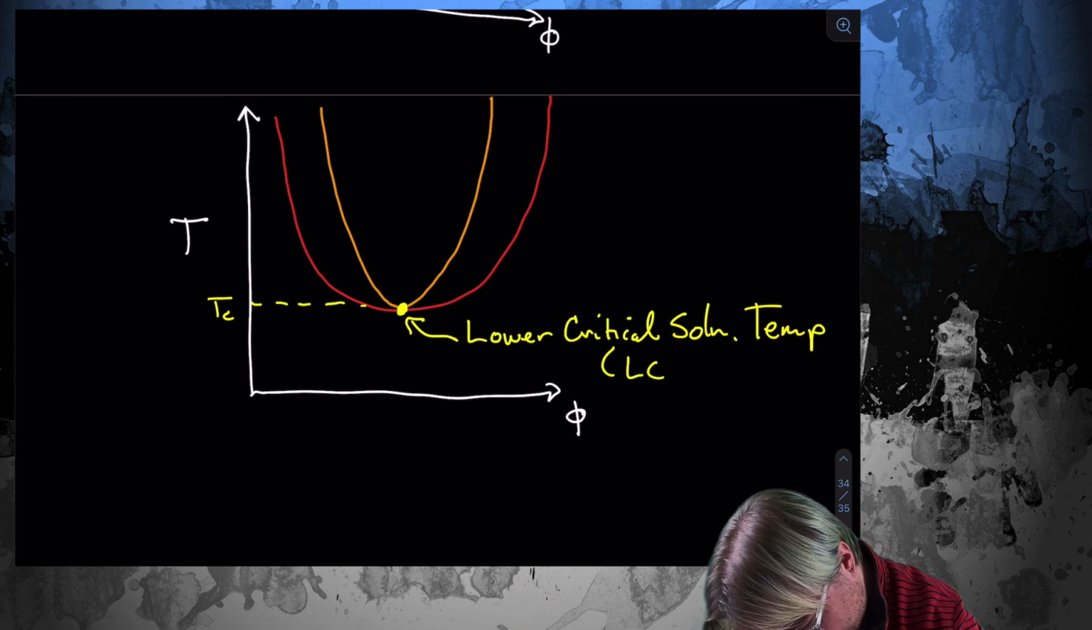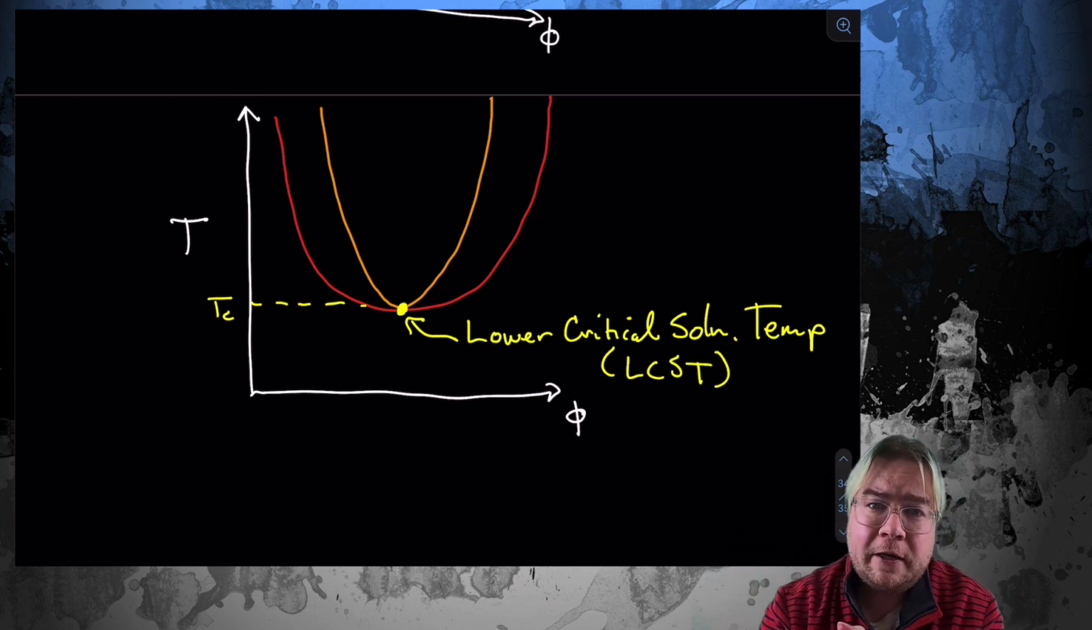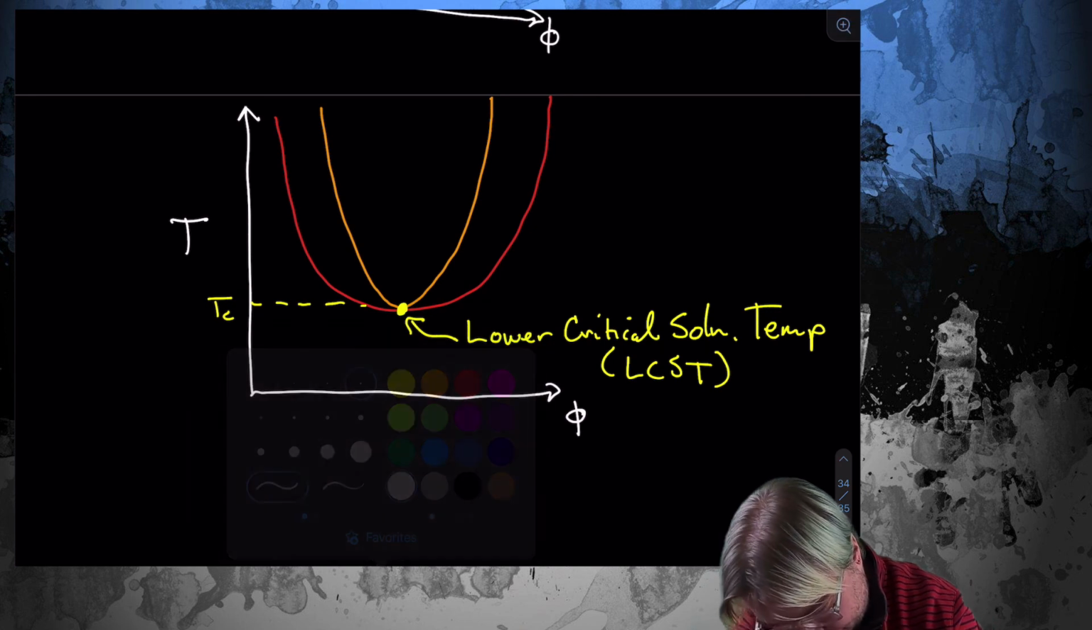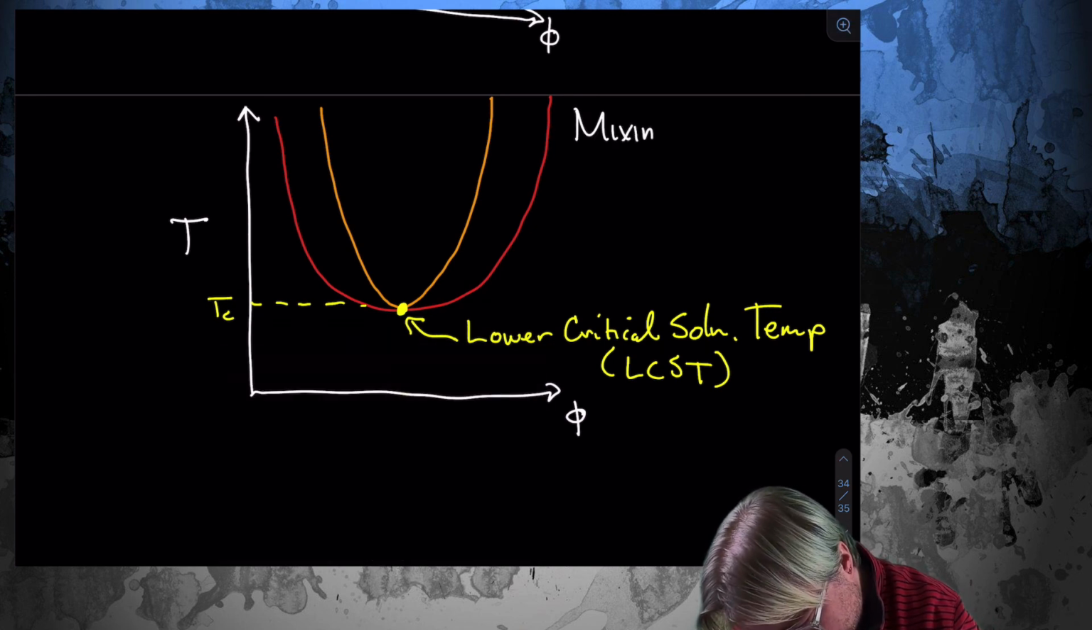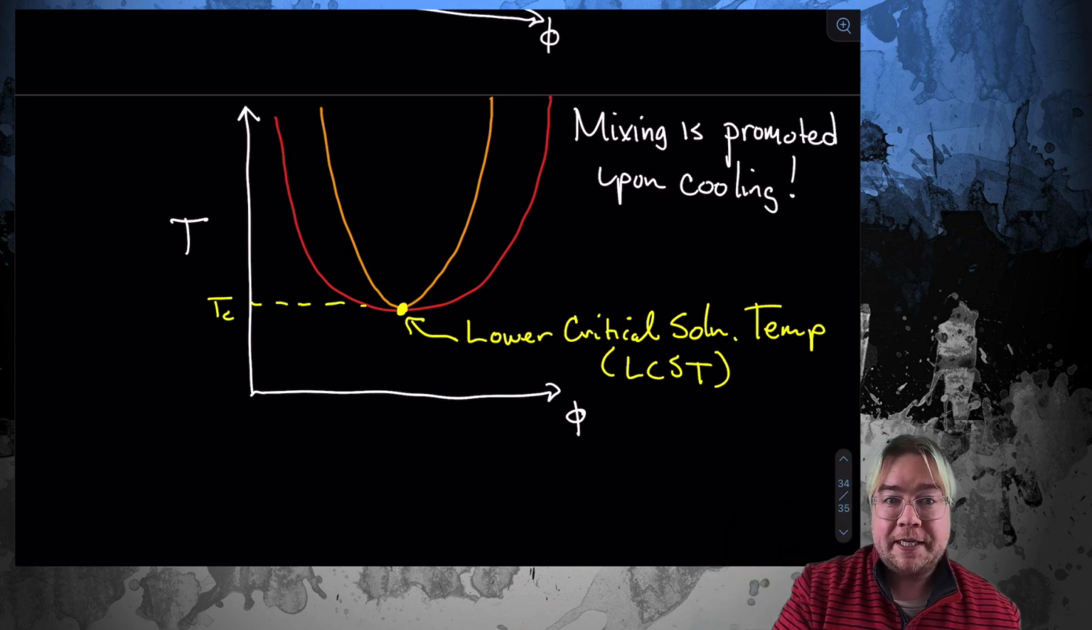And so this is what we call an LCST system. Especially for those of you in biomedical engineering, you may have heard LCST systems thrown around quite a bit, because people love to talk about them in terms of their potential for drug delivery applications. So in this case, mixing is promoted upon cooling. It's the opposite of a UCST system.